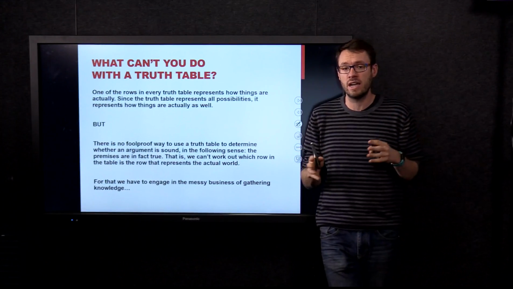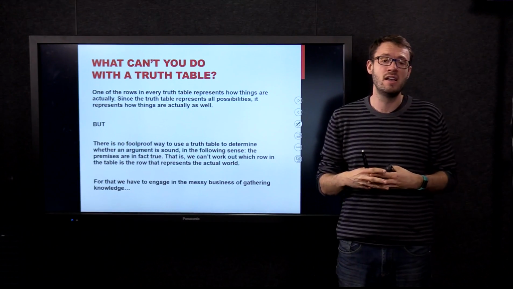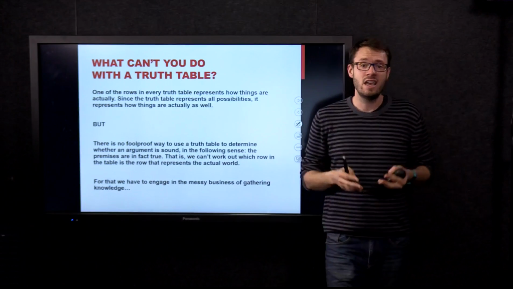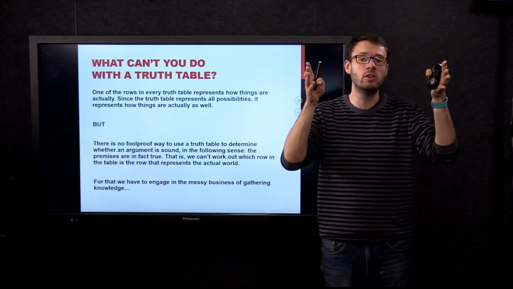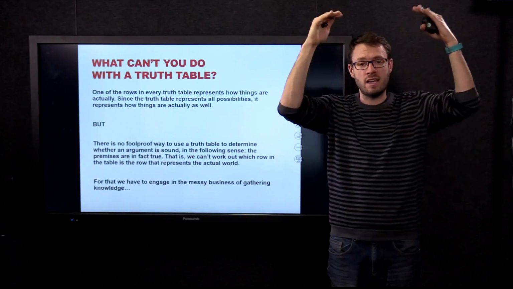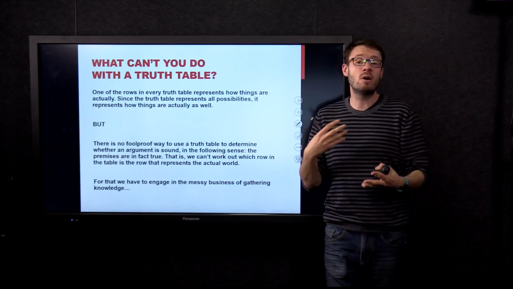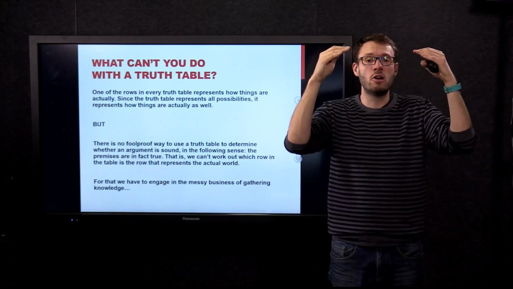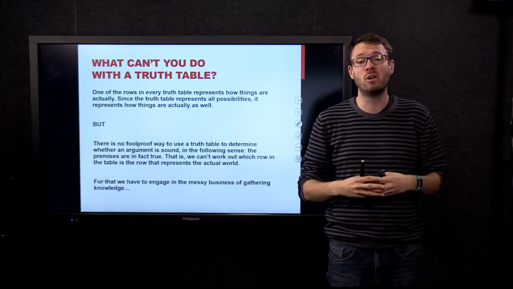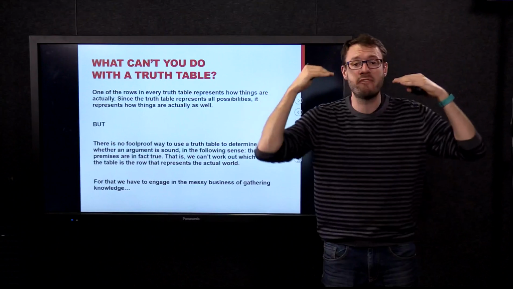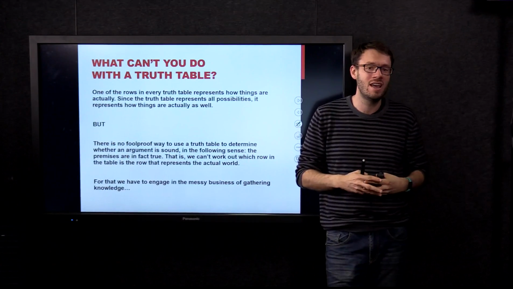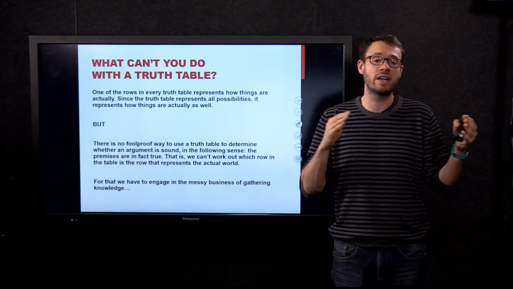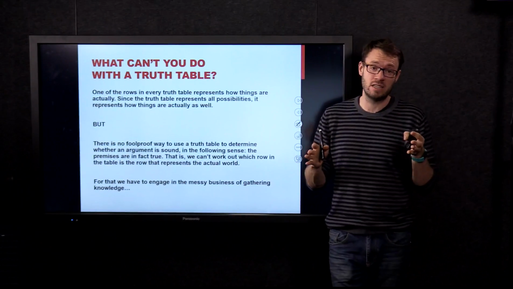There are some very special cases where the truth table might give you that information. For instance, if every row in the truth table for the premises is a row in which the premises are true, so if you have two premises and they're both tautologies, then every row is going to be one that's true. From that, you might be able to determine whether or not the premises are true, because although we don't know which one of those rows is the actual world, it doesn't really matter because the same information holds at every possible situation. But that's really a special case and one that you won't see very often. For the most part, you can't actually work out whether or not an argument is sound just by staring at a truth table.